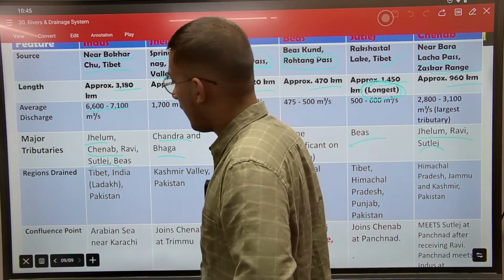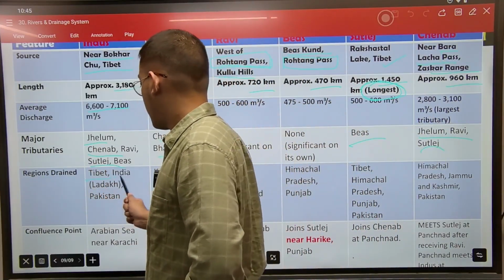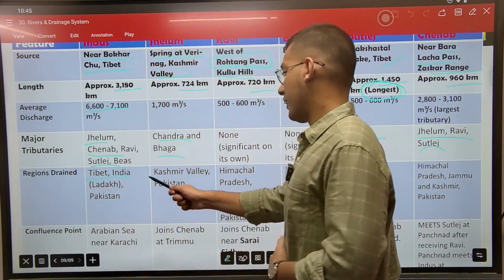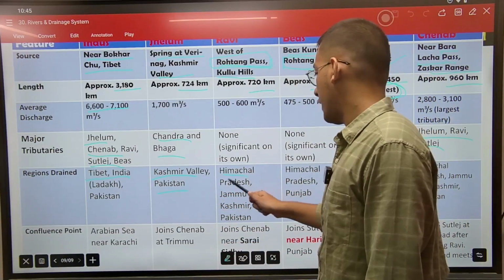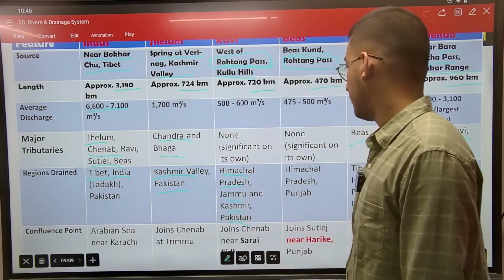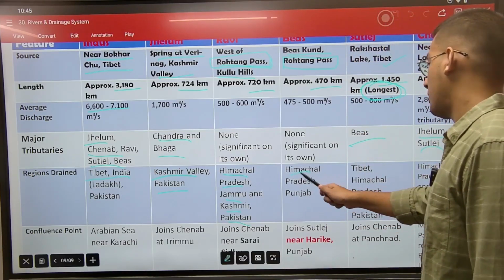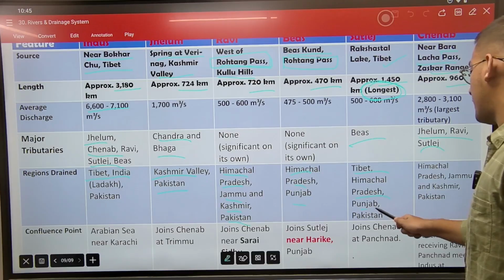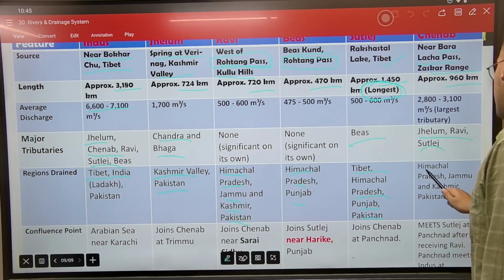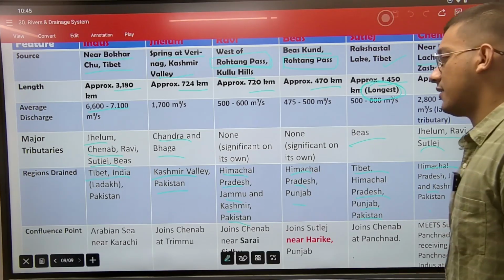The regions drained are, of Indus, Tibet and India. Jhelum, Kashmir Valley and Pakistan. Ravi, we have Himachal Pradesh, Jammu and Kashmir, and Pakistan. Beas, we have Himachal Pradesh and Punjab. Satluj, we have Tibet, Himachal Pradesh, Punjab, and Pakistan. And Chenab, Himachal Pradesh, Jammu Kashmir, and Pakistan.